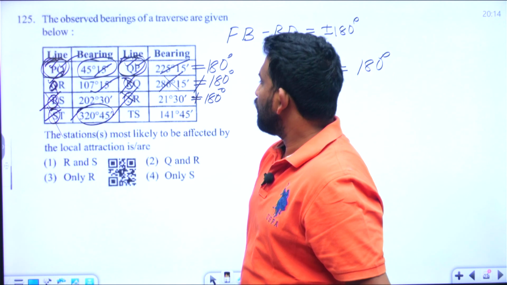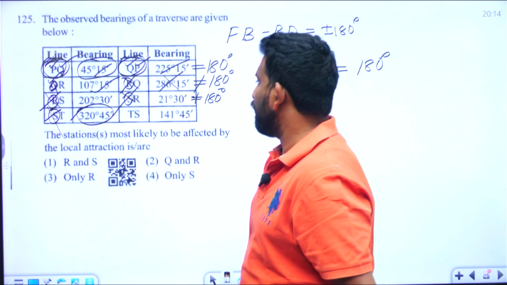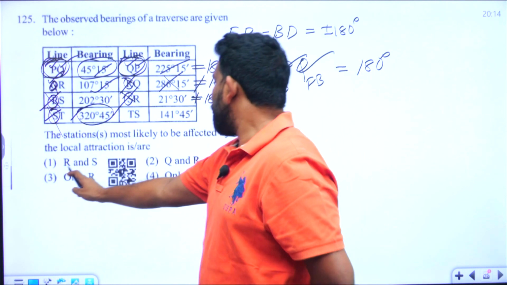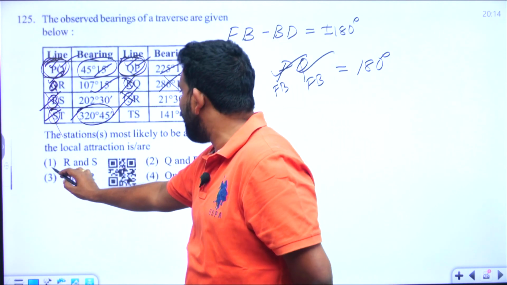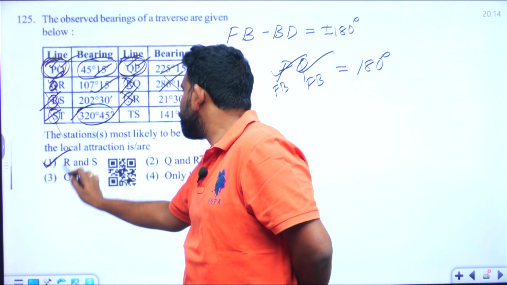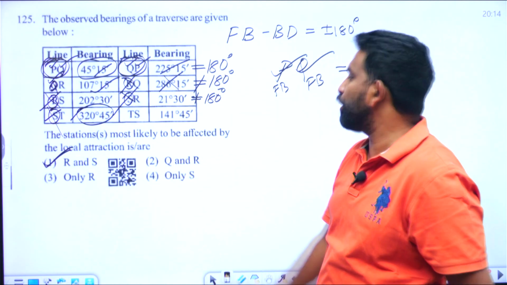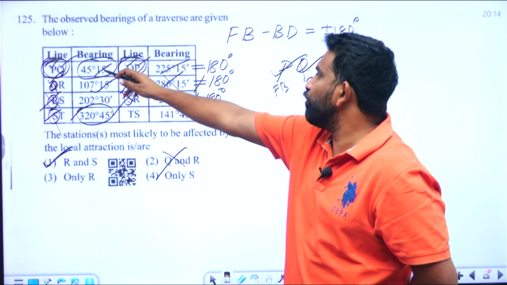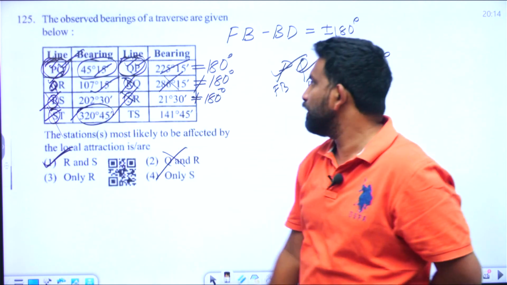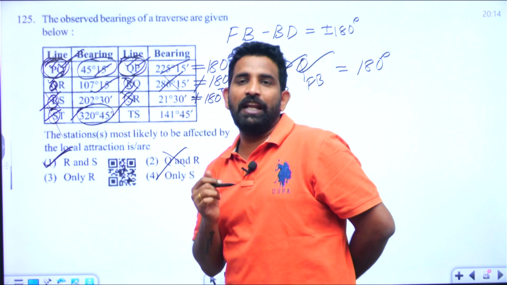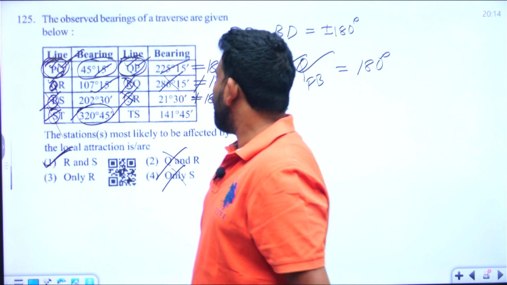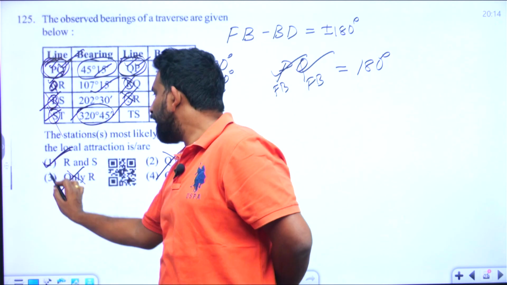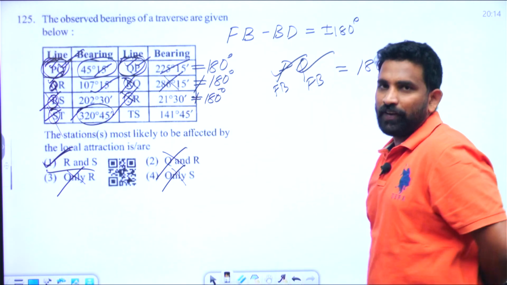RST, the traverse is not getting closed. However, the options are between Q, R and S only. So obviously R and S is the answer, because Q is not the correct one, since we have justified that Q is the correct option. That means the readings that we are taking from Q are correct, not only S. Not only R, it is R and S. We can easily justify this statement, right?